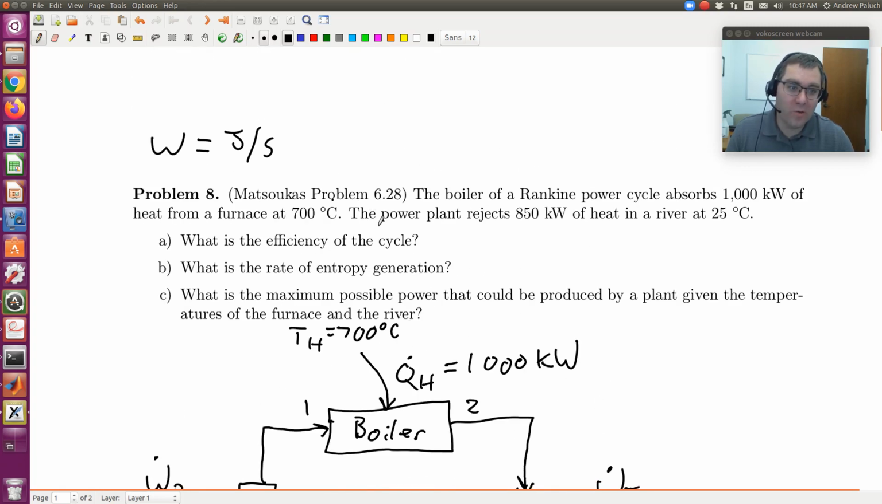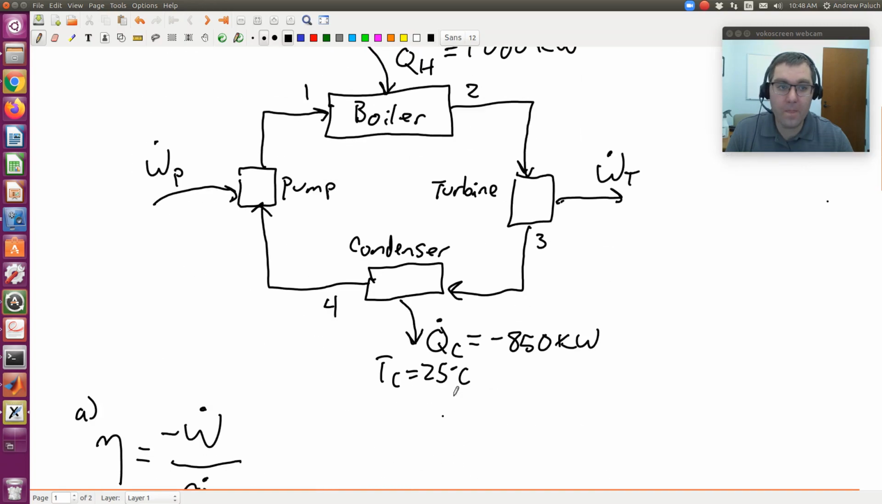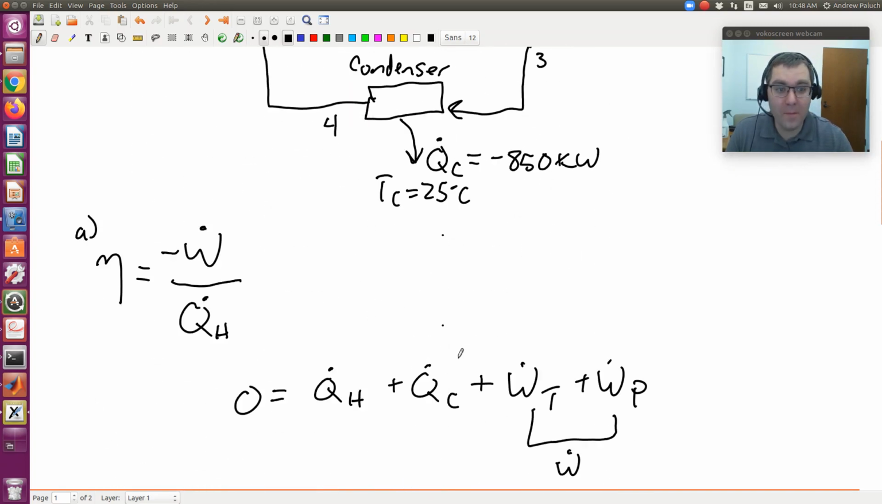We definitely get the rejection to a bath. We have a river at 25 degrees C. If the river keeps flowing, I'm sure its change in temperature will be negligible. And if I think about the boiler, that's probably coming from some sort of furnace that's going to be maintained at some constant high temperature.